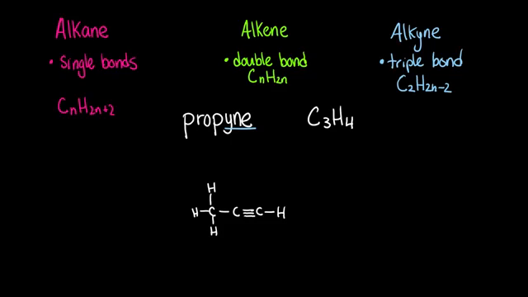The suffix "yne" means that there's a triple bond, and the formula is changed once again to C3H4. We double 3 to 6 minus 2, and we get 4, which is in accordance to the formula for propyne. Alkanes are saturated, and alkenes and alkynes are unsaturated due to the double and triple bonds.